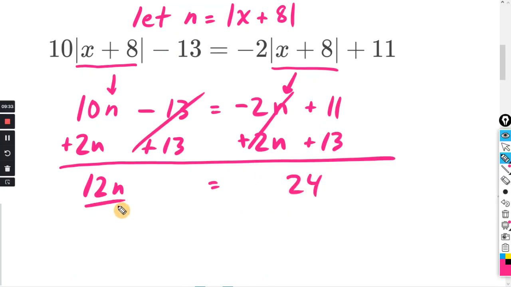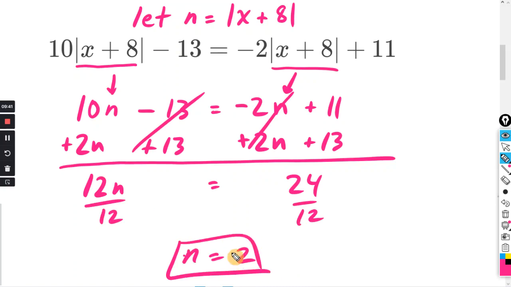And solving for n, I'm going to divide both sides by 12. N equals 2. So this up here is going to equal 2. All right, absolute value of x plus 8 equals 2. Let me erase this mess.